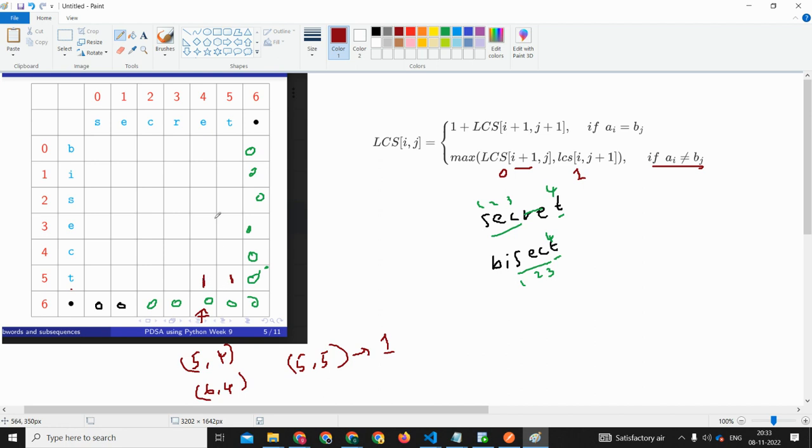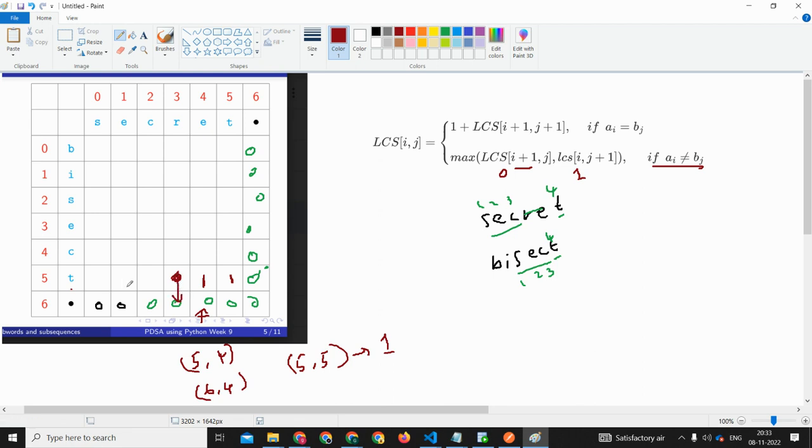So basically the point here is, if the two characters are matching, just add 1 to the diagonal and put it here. If they are not matching, put the maximum of the bottom or the right. Got the point? But where to put, sir? Put it on this point. Clear. So now we are talking about this point.